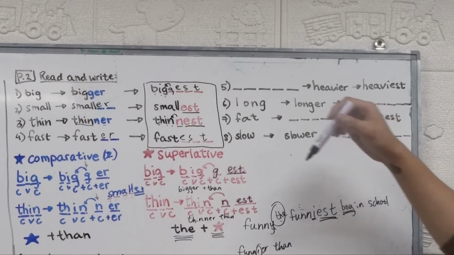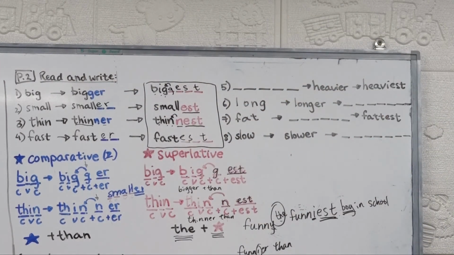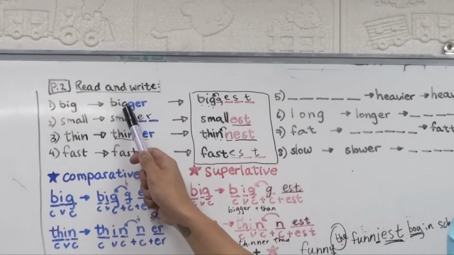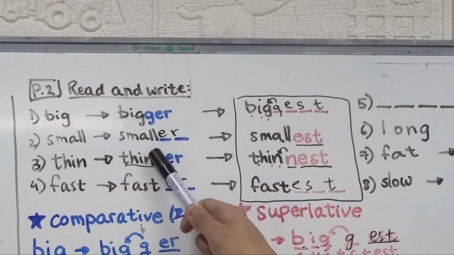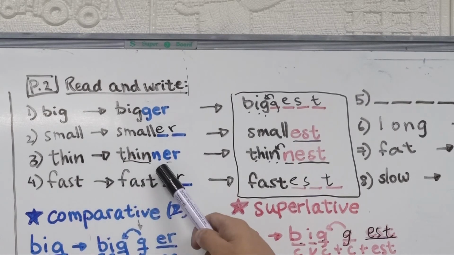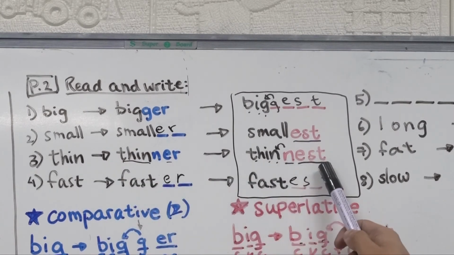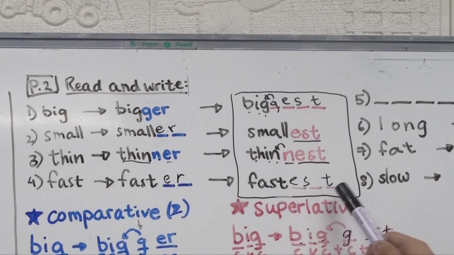Fastest. Let's try to read together. From big, bigger, biggest. Okay? 1, 2, 3. Big, bigger, biggest. Small, smaller, smallest. Thin, thinner, thinnest. Fast, faster, fastest. Good, right? Easy, right? A little bit easy? Or a little bit hard? So, how do we know?